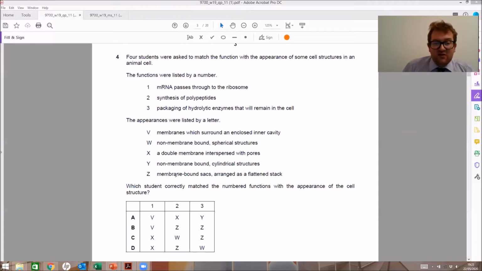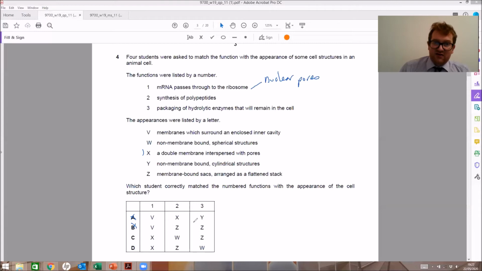Okay. Which student correctly matched the numbered functions with the appearance of the cell structure? Okay, let's look at what each of these numbers represents then. So when the mRNA passes through the pores, they're really talking about the nuclear pores here, the nuclear pores inside the nuclear membrane or the nuclear envelope. Okay, so if we look at the options here, the only option that refers to pores and a double membrane is X. So X is correctly describing the nuclear pores in the envelope. So I can eliminate B and A from my choices here.